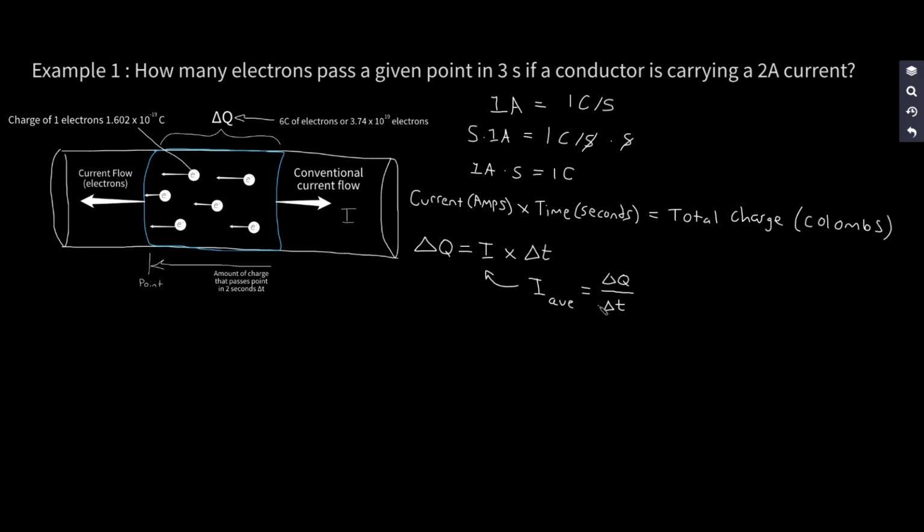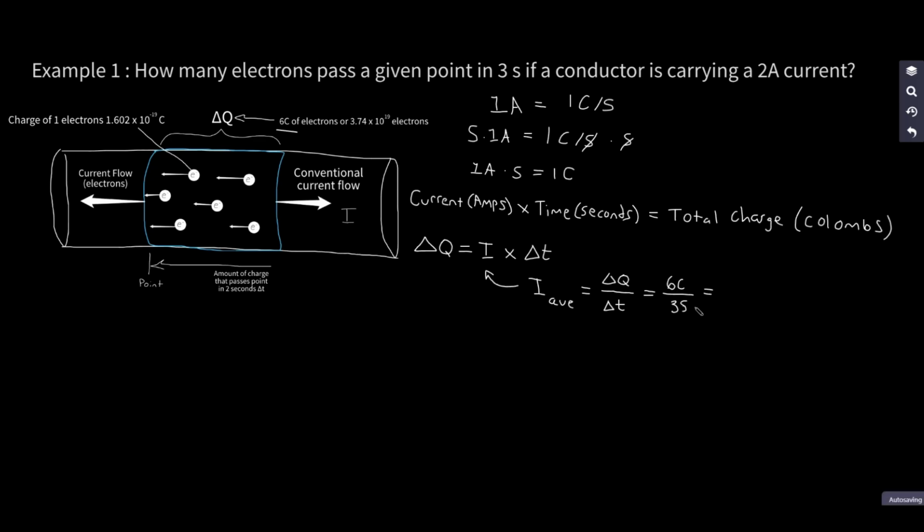Excuse me, divided by the change in time. That is delta Q, the amount of charge that flows between two specific moments in time divided by the change in time. Well, delta Q is given as 6 C, right? That's delta Q. Delta Q, 6 C, divided by the change in time, which is given to us as 3 seconds.